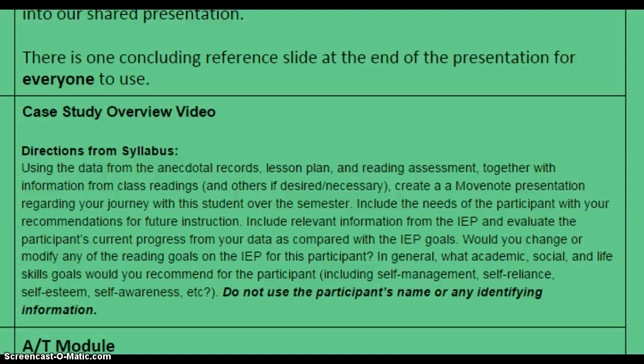Here is the final project for this course. You are going to use the plethora of data that you have accumulated over the course of this entire semester in order to create a case study that gives an overview of the learning journey both of your student and yourself as a professional. These are the directions straight from the syllabus.